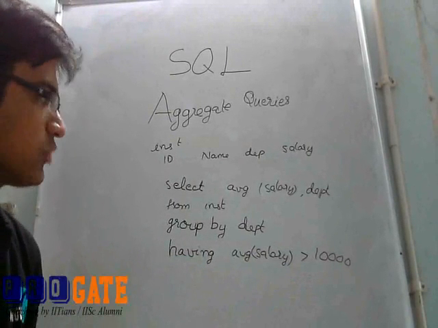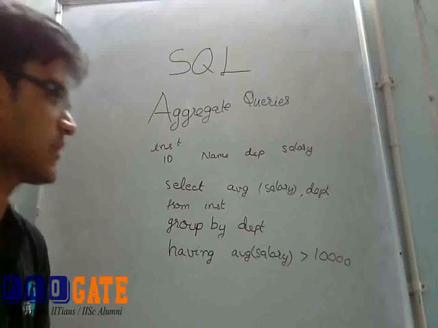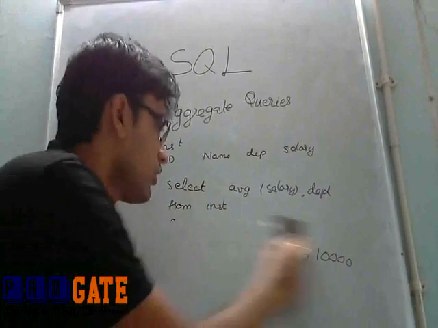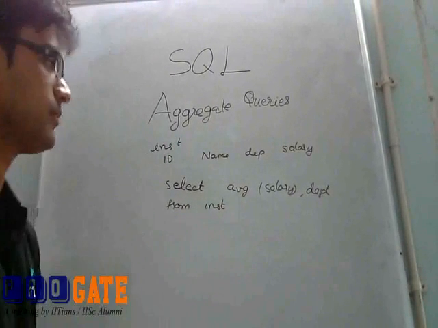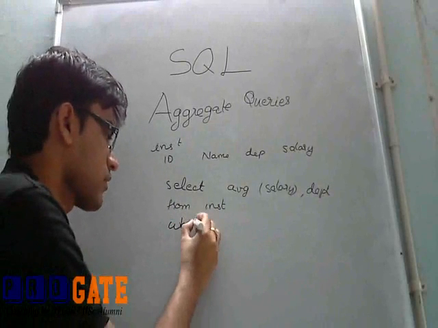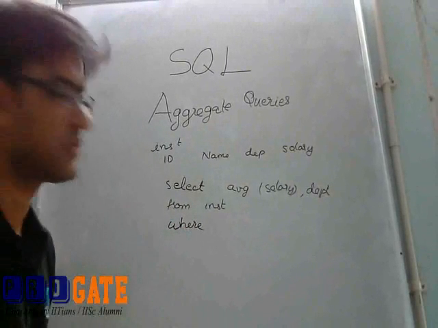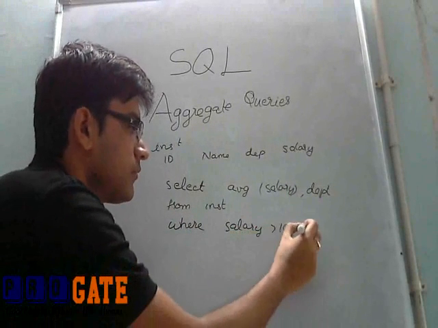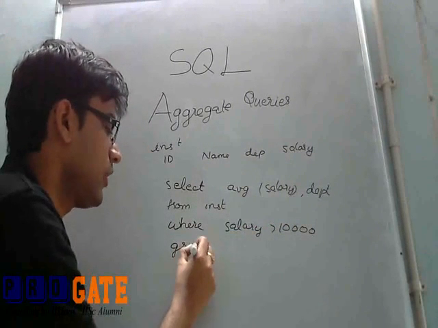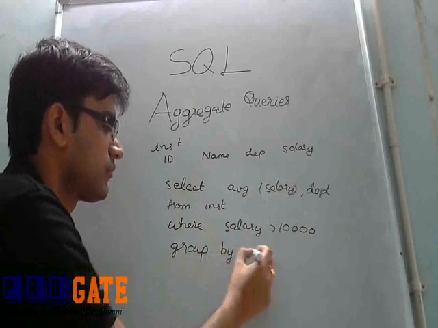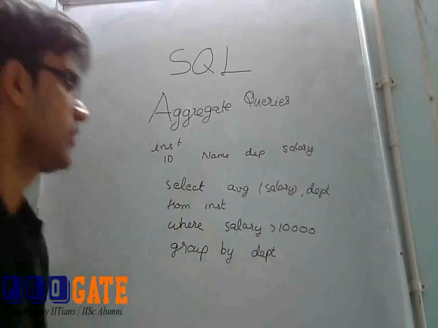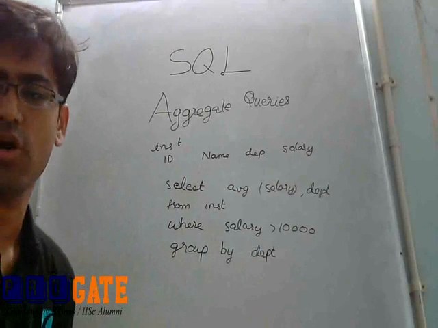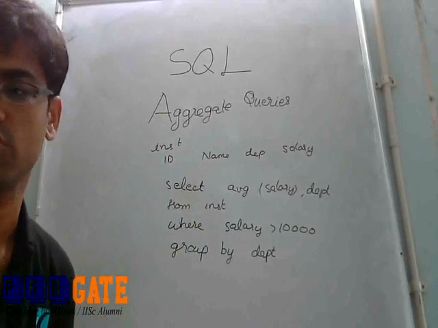Now if we wanted to find the average salary of only those instructors whose salary is greater than 10,000, in that case we would first have to shortlist only those instructors whose salary is greater than 10,000 and then perform the group by operation. So this will first select those instructors whose salary is greater than 10,000 and then perform the group by operation and find the average salary of each of the groups.